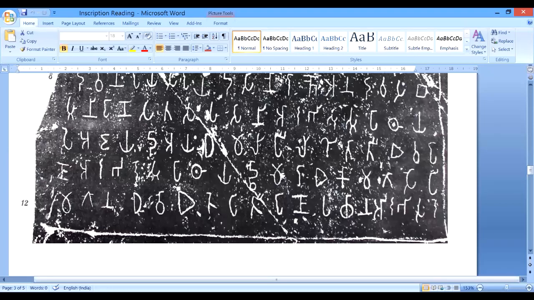Then pa, cha. Pachana. A, ra. Arabhi, sare. Okay. So I can drink water, then you can read the meaning of the first inscription.